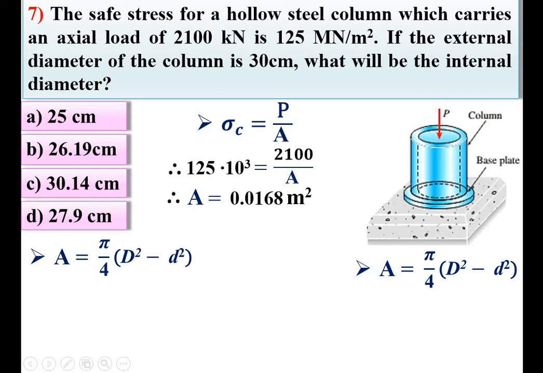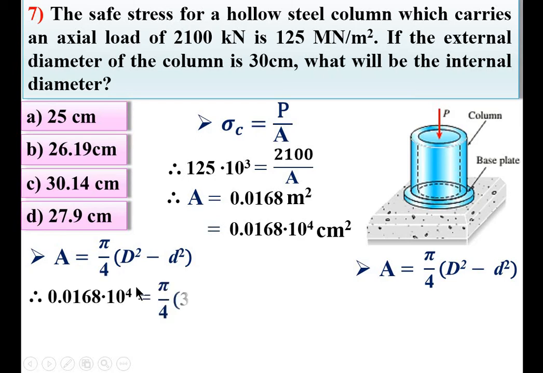But here the external diameter, that means capital D, is given to you as 30 centimeter. And over here our area is in meter square. So first convert it into centimeter square. And then I can use it over here, is equal to pi by 4 as it is, and D is equal to 30 centimeter minus d square, where d is the internal diameter. So if you simplify, then you will get small d is equal to 26.19 centimeter. So B is the right answer.